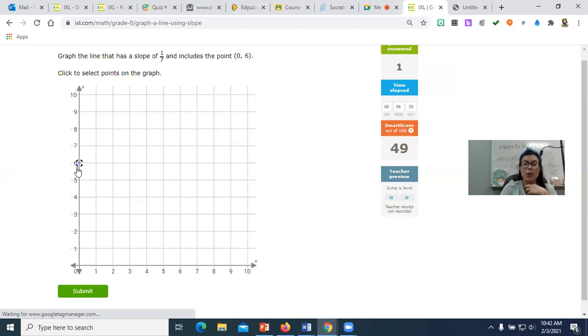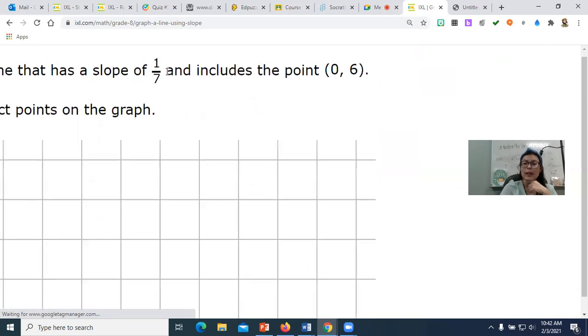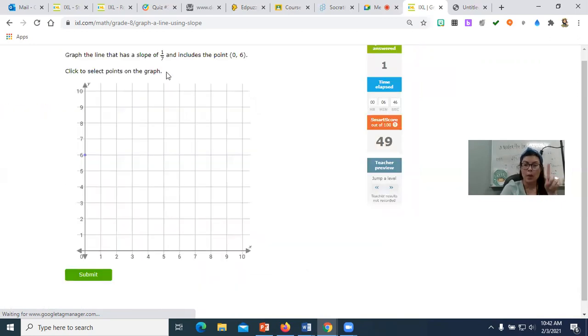Next, my slope is 1 over 7. So is this positive or negative? It's positive, so that means I'm going to go up 1 because that's the top number. What's my next step? The next step is to move over 7, because that's the bottom number, the denominator, to the right. Always move to the right. So I'm going to count over to 7, and there's 7, and there's my point.